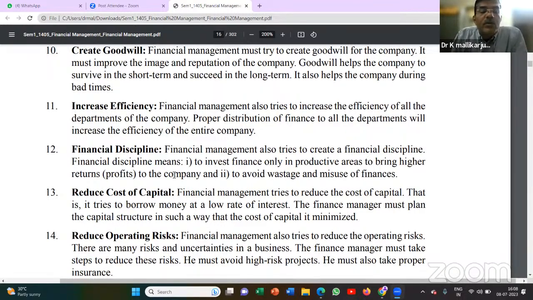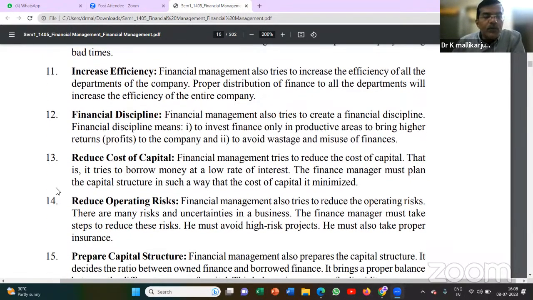Financial discipline is one more important thing in financial management. Reduce the cost of capital. As we told you earlier, reduce the cost of capital, right? So what is the cost of capital? The cost of capital is nothing but how the firm can mobilize the funds, right? Procurement of funds. The funds can be procured at lower interest rates, borrowing the funds at lower interest rates rather than high interest rates. So company, right?